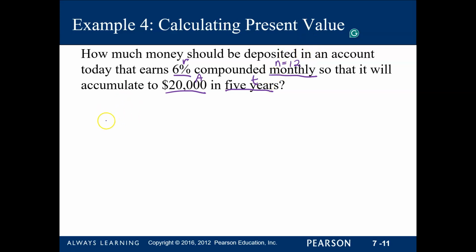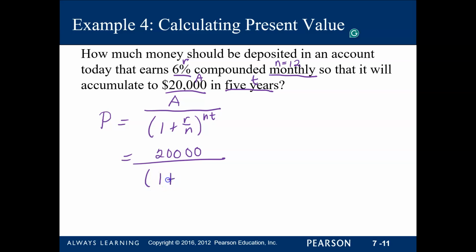So if we use the formula, P is equal to the A over 1 plus R over N raised to NT, okay? We replace all of these variables here. So 20,000 is on the numerator all over 1 plus R, which is 6%, so 0.06 over N, which is monthly, so that's 12. 12 times for how many years? 5 years. So make sure you enter this as it is in your calculator.